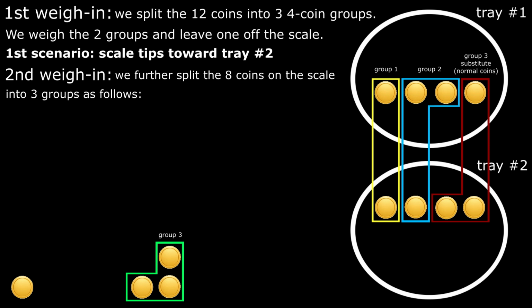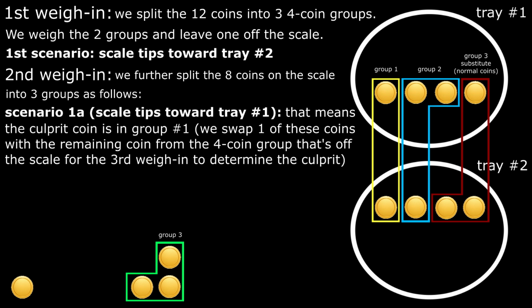If during the second weigh-in, the scale tips toward scale 1, that is, if it goes in the opposite direction, what does that mean? It means the culprit coin is in group 1, the one we did the switcheroo.